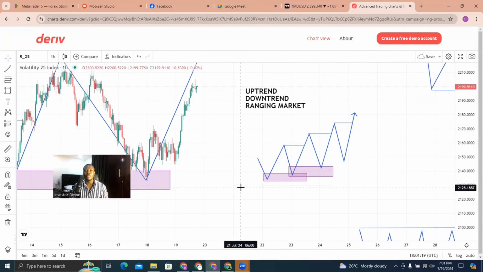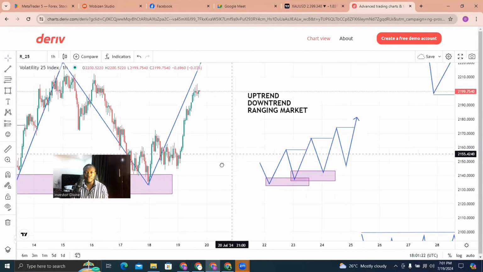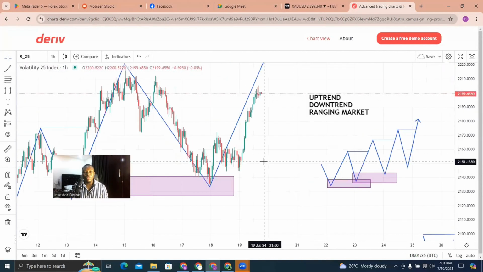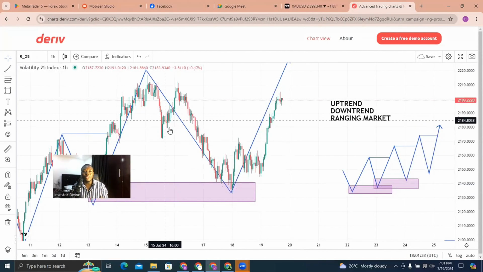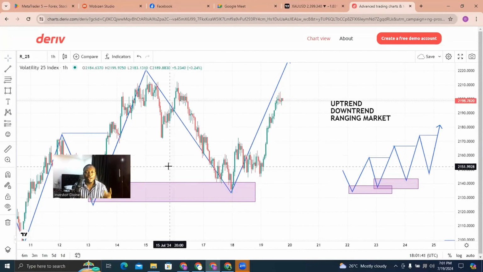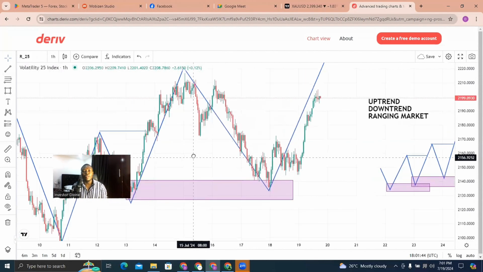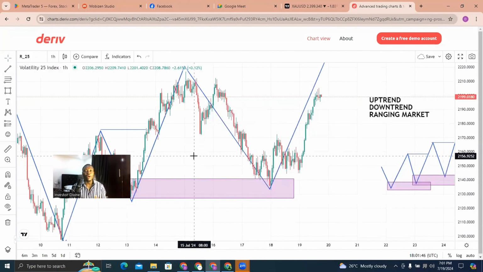Okay, so what is an order block? An order block is that point where the market needs to come and tap into before it either buys or sells. So the market needs to tap into that order block before it buys or sells. Now, there are two types of order blocks. You have the bullish order block and the bearish order block.